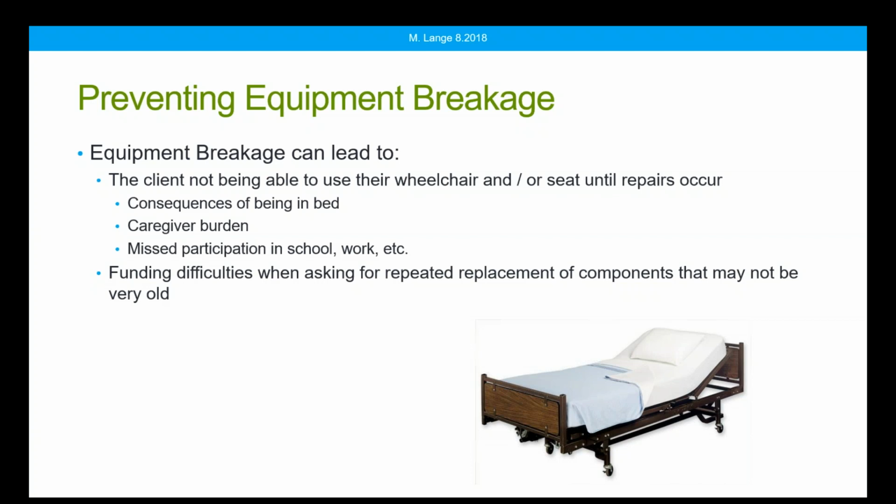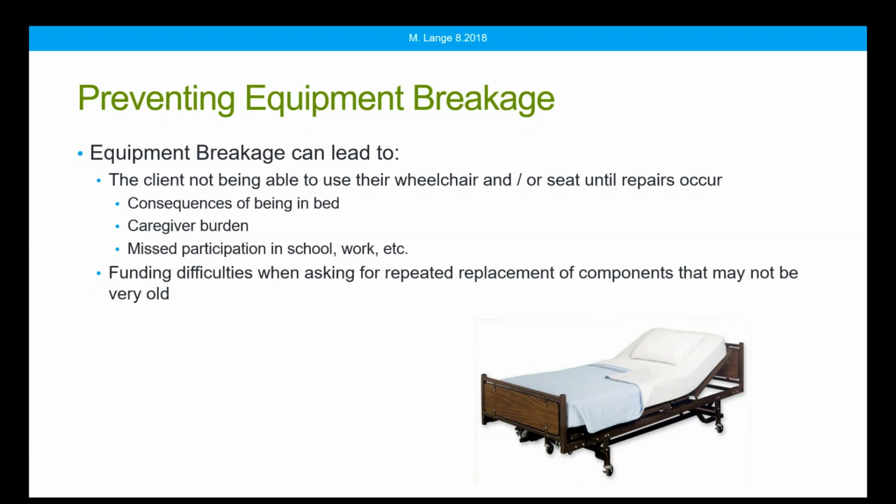It can be an increased burden to the caregivers who now have to take care of this person without the benefit of their mobility base, and the person who's now out of their wheelchair is missing participation in school, work, other settings.